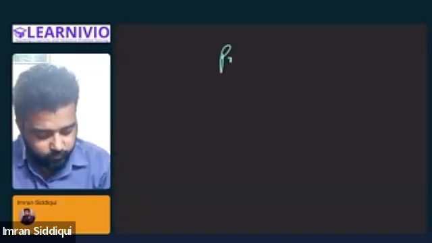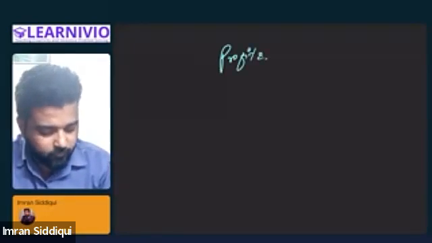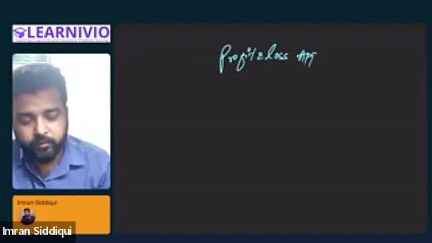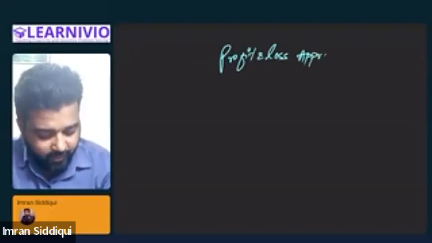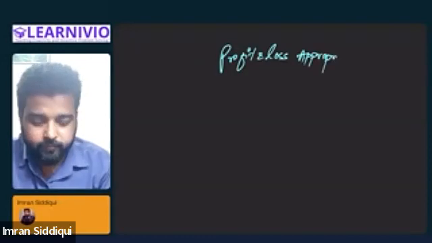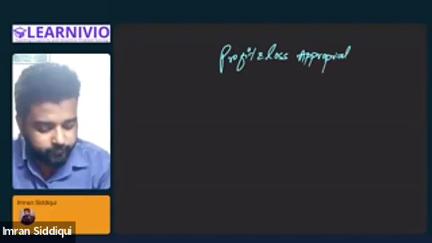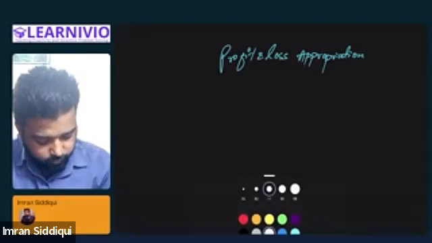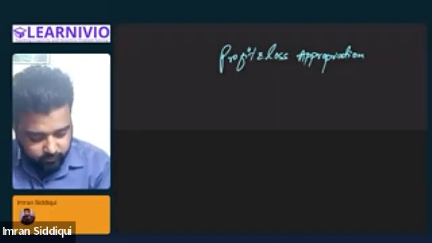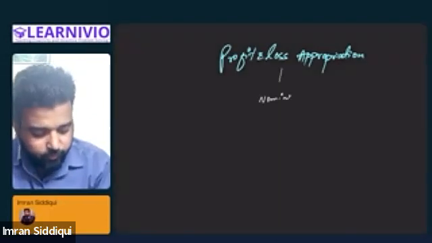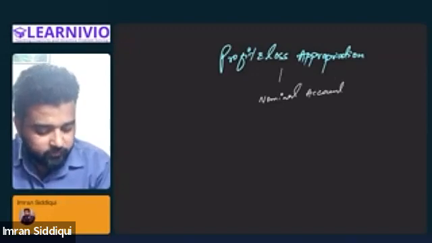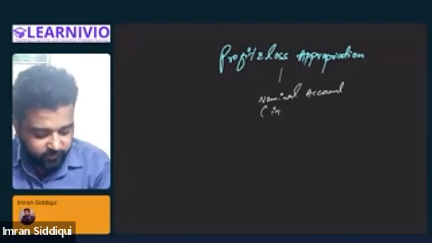As I told you, profit and loss, you don't have to write down anything as of now. I'll give you some time to note down everything. Profit and loss appropriation. First of all, I've told you that profit and loss account is a nominal account. So what do you mean by nominal account? Nominal account means an account which is basically related to income and expenditure.